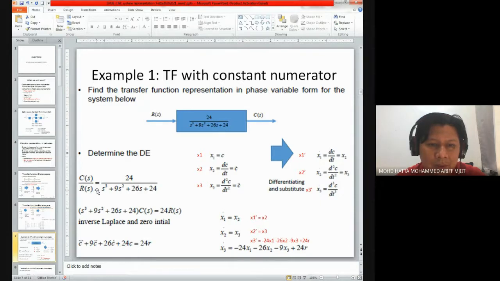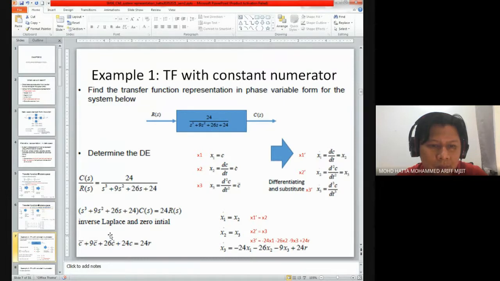You just cross multiply the elements. In the denominator side, we have S to the power of 3, and we switch it into our left hand side, and for R of S, we switch it into the right hand side. If you do that, it will lead to this equation: S to the power of 3 and so on, times C of S, equals 34 R of S. So this is considered our differential equation, where if you try to expand this equation, it will lead you into this equation that we found below.